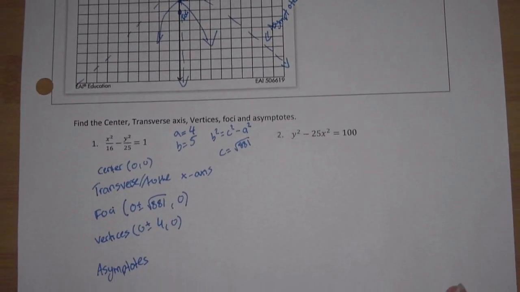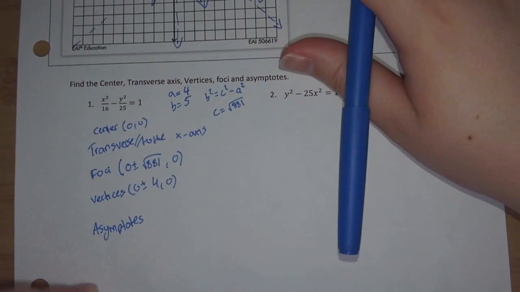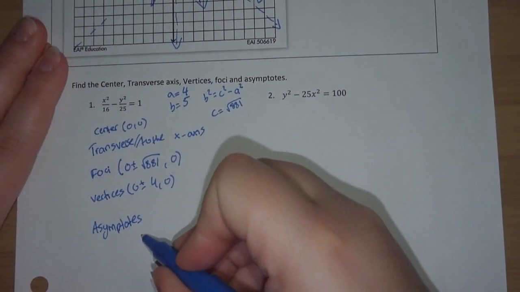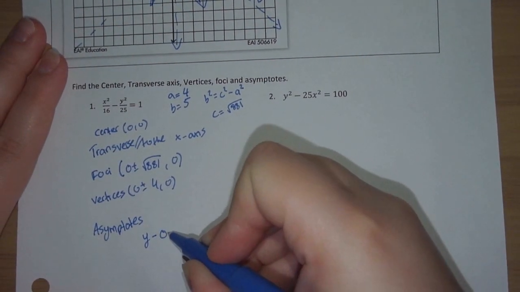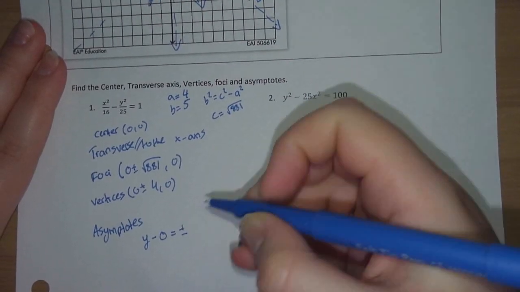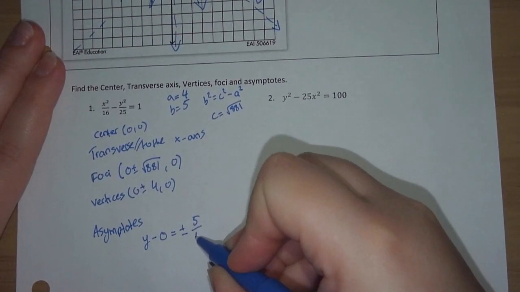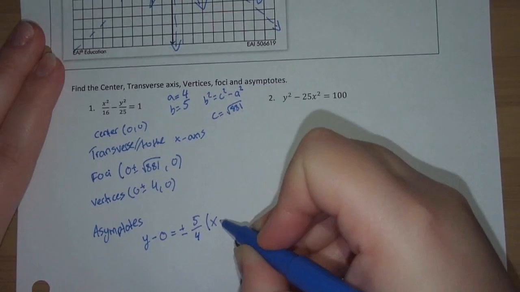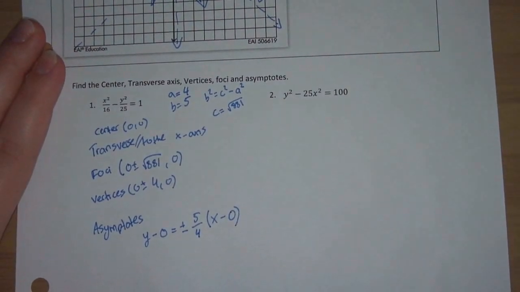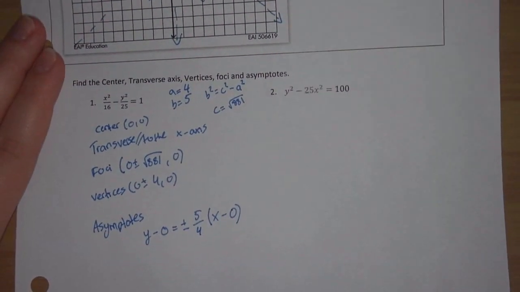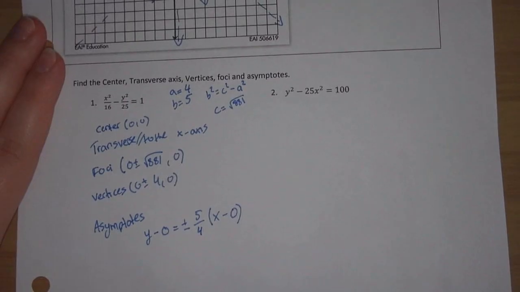Let me move my paper up a little bit here. So our asymptotes have a different formula. So for these ones we have y minus h equals plus or minus b over a times x minus h. Alright, and that is it for our analysis of the first one.